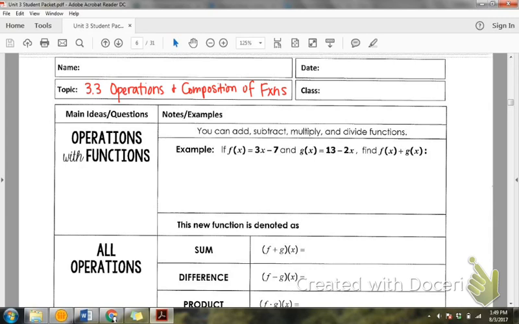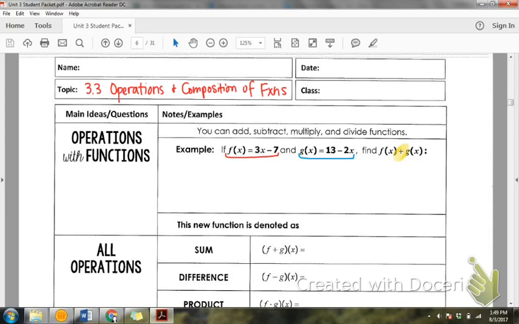If f of x equals 3x minus 7 and g of x equals 13 minus 2x, find f of x plus g of x. All it's doing is giving you the f function, and then it's giving you a g function. So if it says f of x plus g of x, this right here is your direction. It's telling you what you need to do. So if you saw f of x plus g of x, what might you think to do?